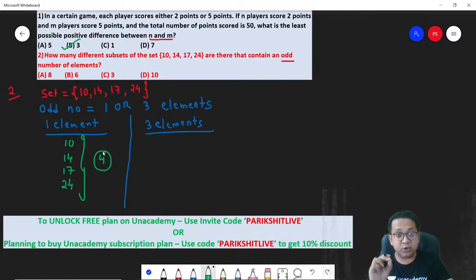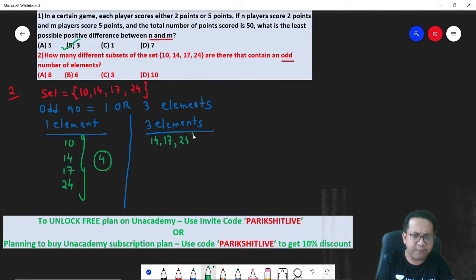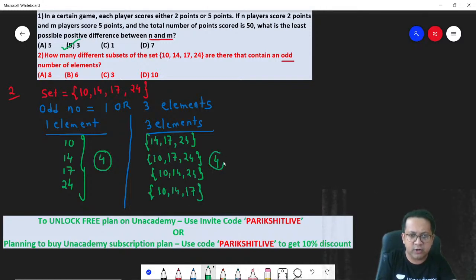If you have to select 3 elements, how many subsets are possible? If you leave out 10, the first subset is 14, 17, 24. Similarly, if you leave out 14, the second subset possible is 10, 17 and 24. If you leave out 17, the third subset possible is 10, 14 and 24. If you leave out 24, the last subset possible is 10, 14 and 17. So how many subsets again? 4 subsets.